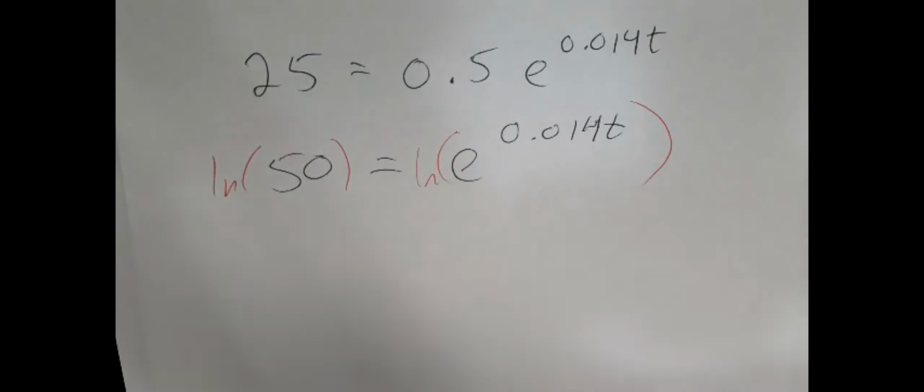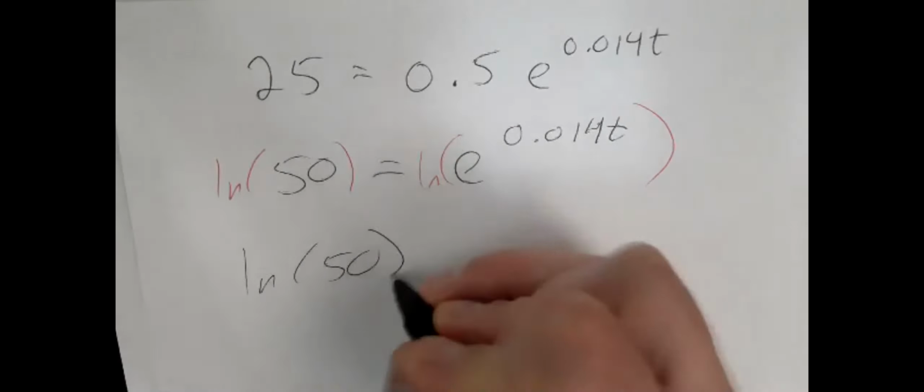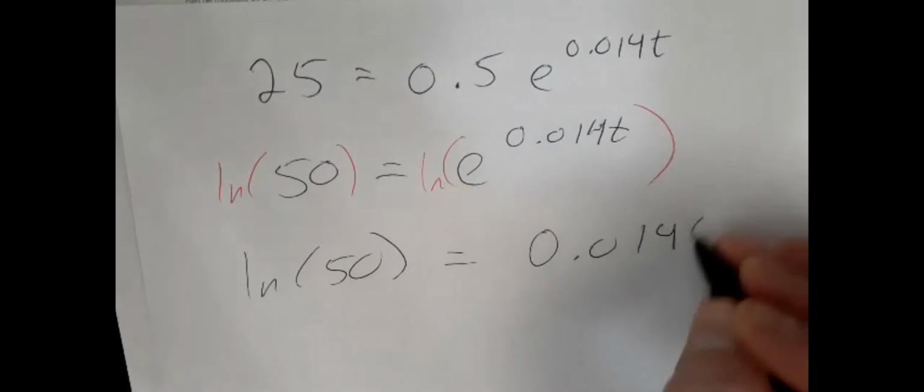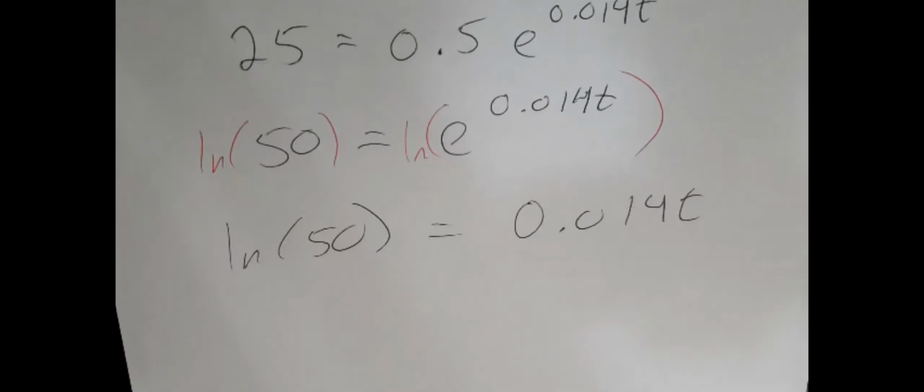I'm taking ln off of both sides. I take an ln of both sides. I take an ln of this side. That's ln of 50. That's a crazy number, but I can do it. This side should give me what? 0.014 t. My ln and my e are inverse operations.